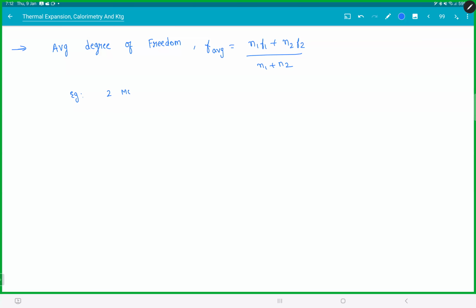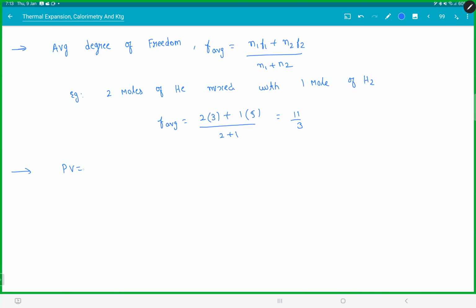Example, if you have 2 moles of helium mixed with 1 mole of hydrogen. So here the F average will be 2, helium is only 3 monatomic, and hydrogen is 2. Assuming low temperature, it is 5 by 2 plus 1. That is 6 plus 5, 11 by 3.